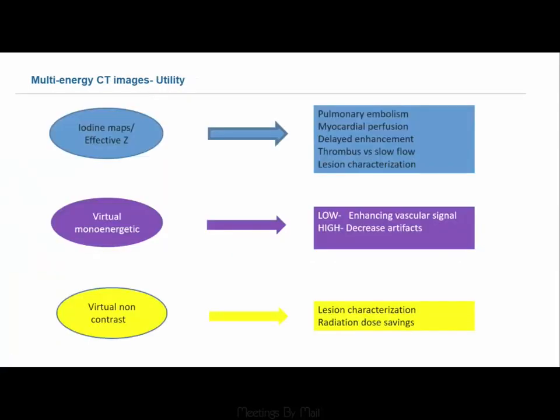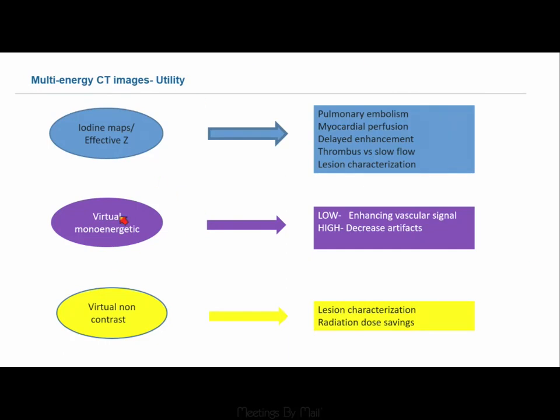Broadly, if you want to discuss the utility in terms of the image types, we can use the iodine maps mainly for looking at perfusion. We can also use the effective atomic number as a substitute. This is used for evaluating perfusion in the lungs, mostly for pulmonary embolism or pulmonary hypertension. We can do the same for myocardial perfusion. We can do delayed enhancement. We can also do some lesion characterization both in lungs and the heart, particularly if you want to distinguish a thrombus from a slow flow or a real mass, or if you want to detect an incidental mass.